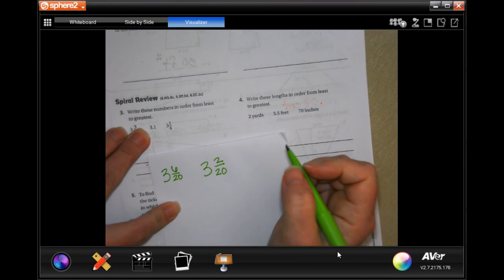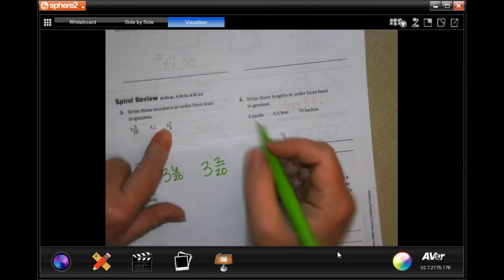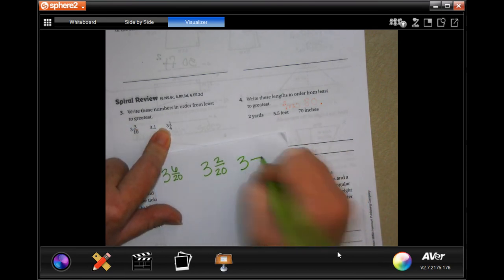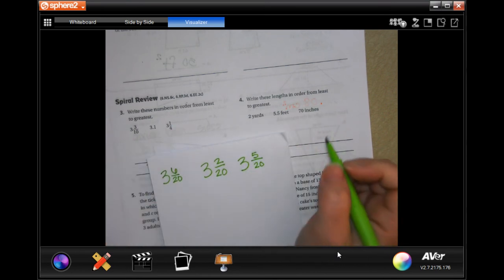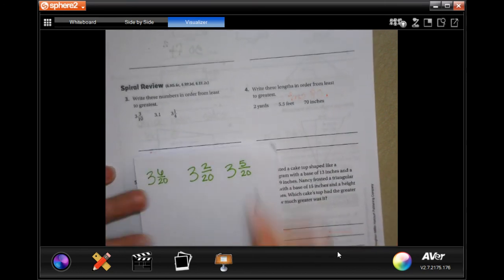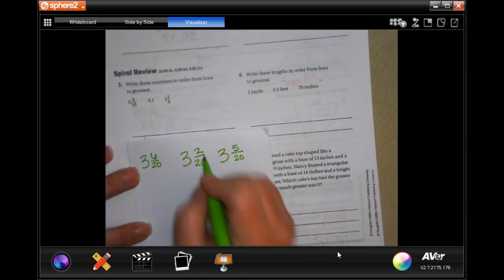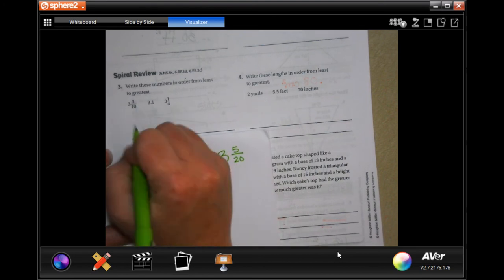I need to get it to 20. Now this one, I have to multiply the bottom by 5 to get it to 20. So I need to multiply the top by 5, and that gives me 5. So now from least to greatest, well, the smallest one is going to be this one. So it's going to be 3.1.